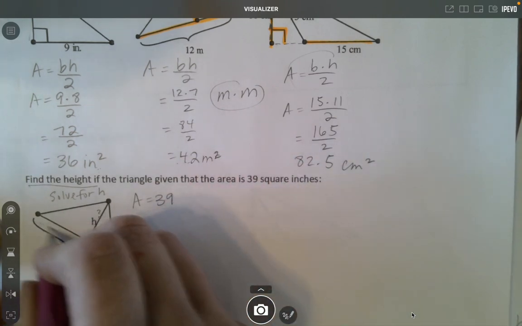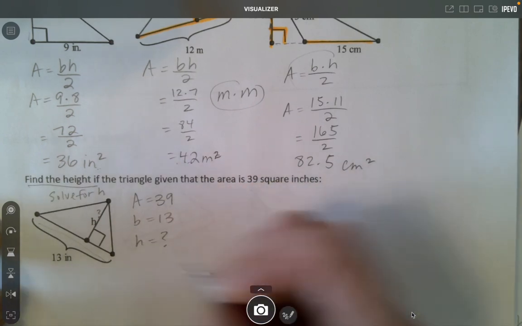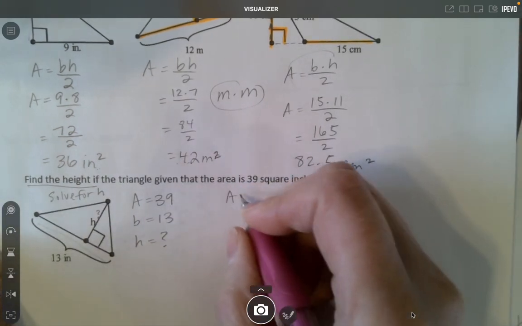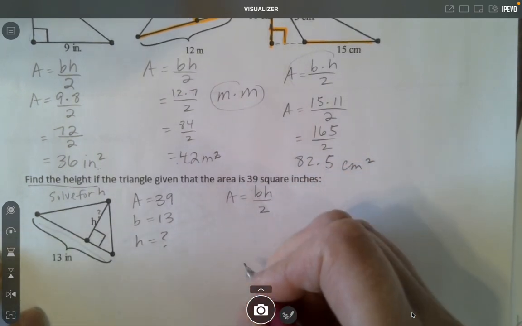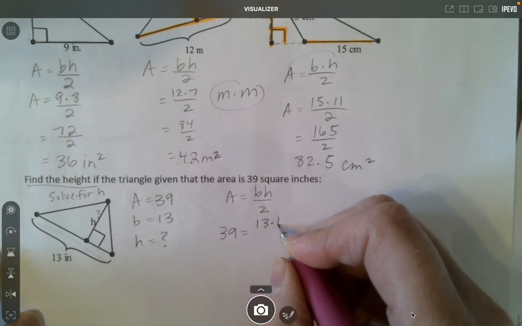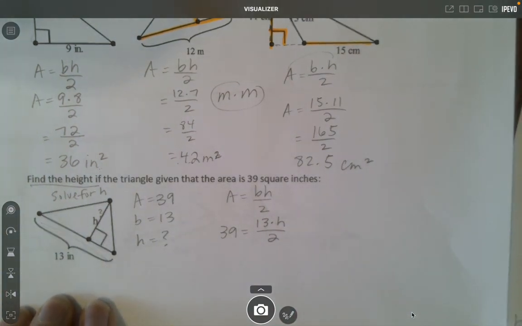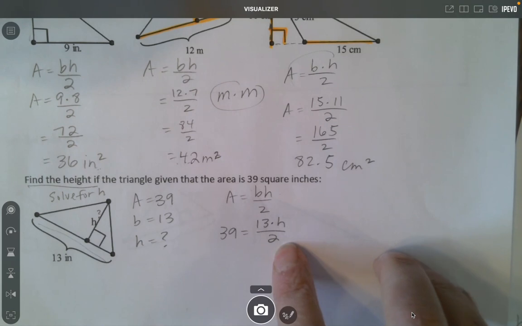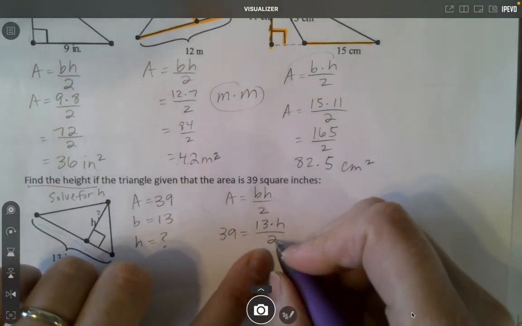I've got a base that's 13, and my height is what I am looking for. So if I think about area equals base times height divided by 2, then I would have 39 equals base, 13, times height, divided by 2. Our trick on this is that that 13, I can't divide by 2. So a way to get around that is to multiply both sides by the denominator.